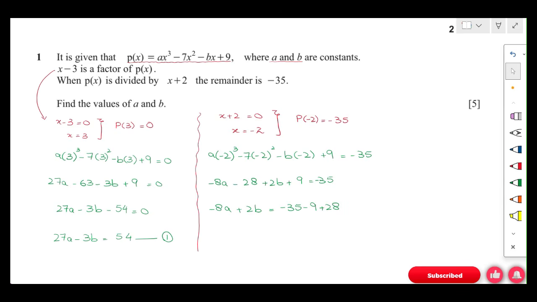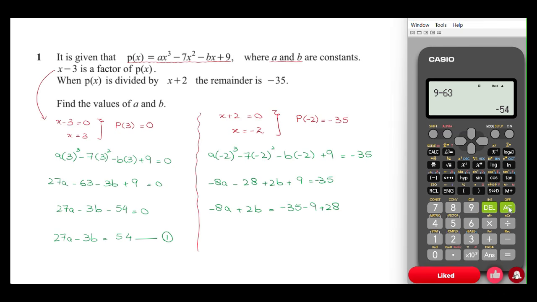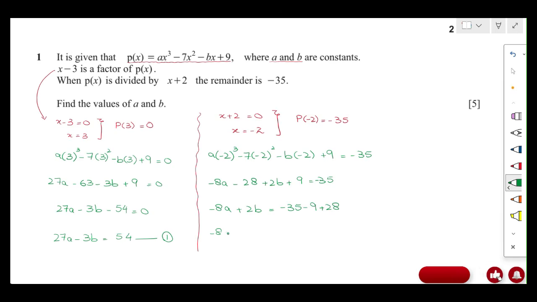Okay, let me solve on the calculator. What is negative 35, negative 9, and positive 28? That is minus 16. Negative 8a plus 2b equals minus 16.